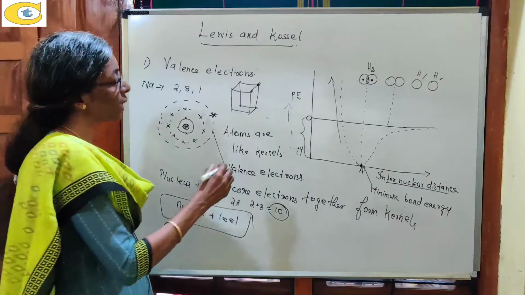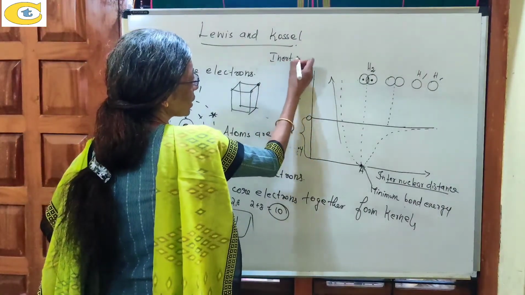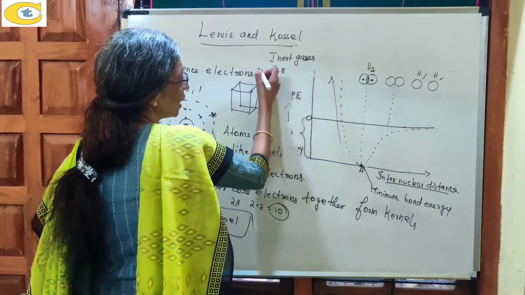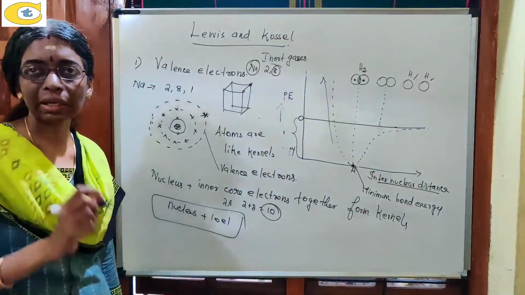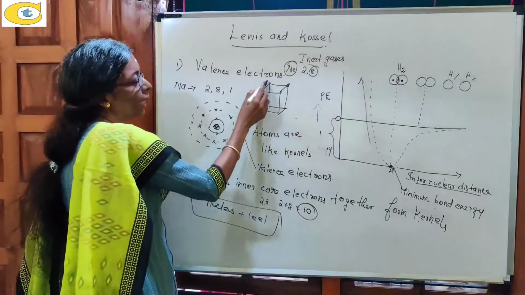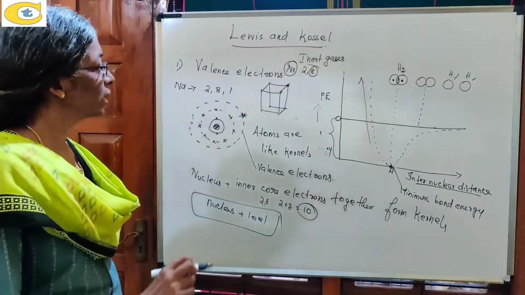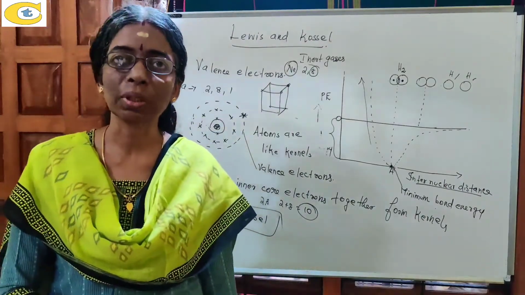Right? Suppose you take the inert gases, 2, 8, helium, neon. In the case of neon, how many are there? 8 electrons are there. These 8 electrons occupy the 8 corners of the cube. Okay, this is actually the first logical explanation given by Lewis and Kossel.